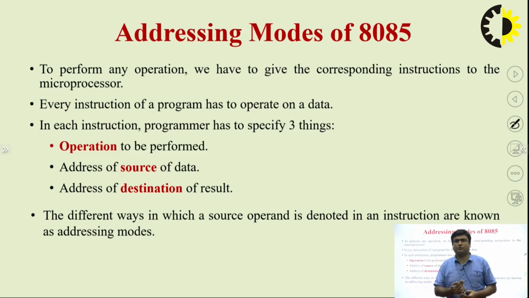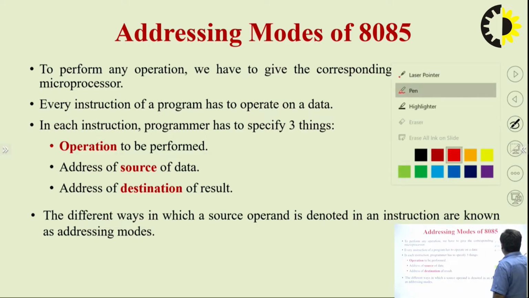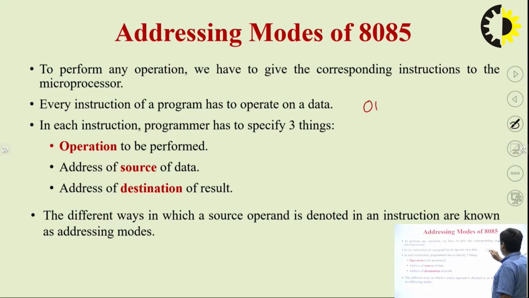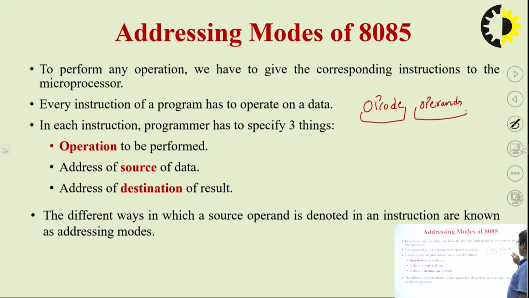Now we need to know what addressing modes of 8085 are. Before that, we should know there are two things in any instruction. What is the meaning of instruction? Instructions are a set of commands which the microprocessor executes, and it has to implement them. In any instruction there are two things: first the opcode and second the operands.